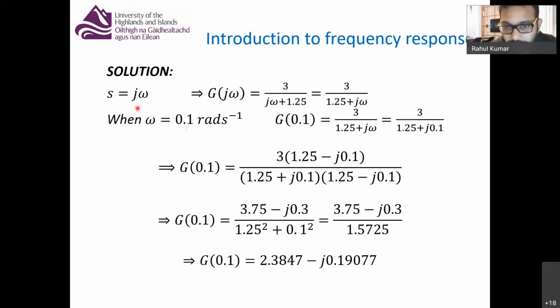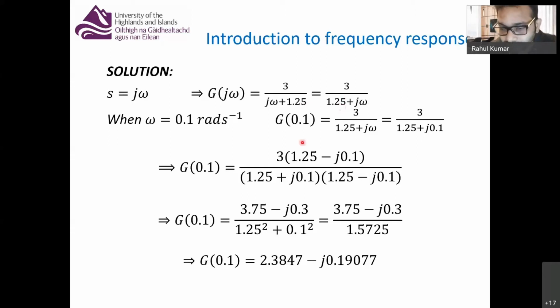So the first step would be to replace S with j omega in the given transfer function. So I have replaced this S by j omega. So I get 3 divided by j omega plus 1.25. And I have done a little bit of rearrangement. I have written the denominator as real plus imaginary instead of imaginary plus real, like this. It's the same thing.